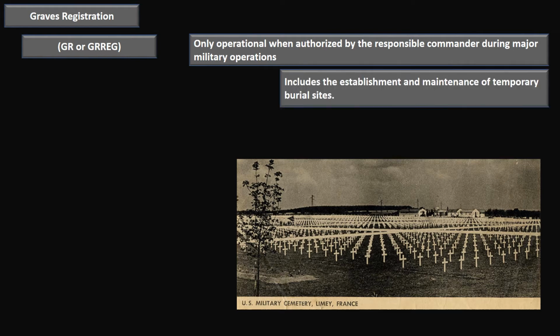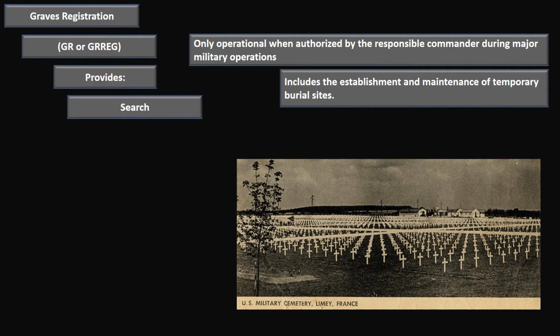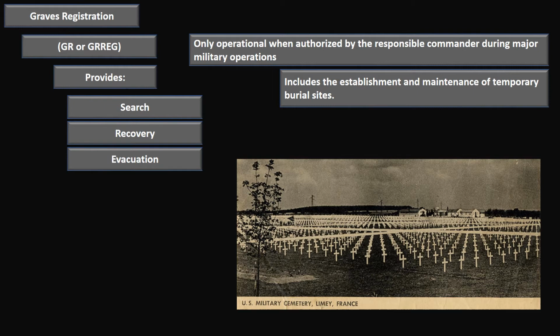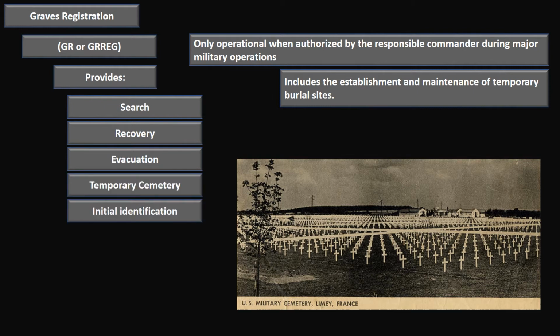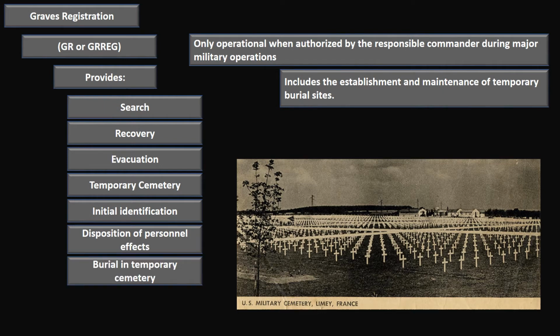So it includes the establishment and maintenance of temporary burial sites. It's going to provide search, recovery, evacuation, temporary cemetery, initial identification of the remains, and disposition of personal effects, and then burial in a temporary cemetery. Again, Graves Registration is only operational when authorized by a responsible commander, and it's going to be used during major military operations.